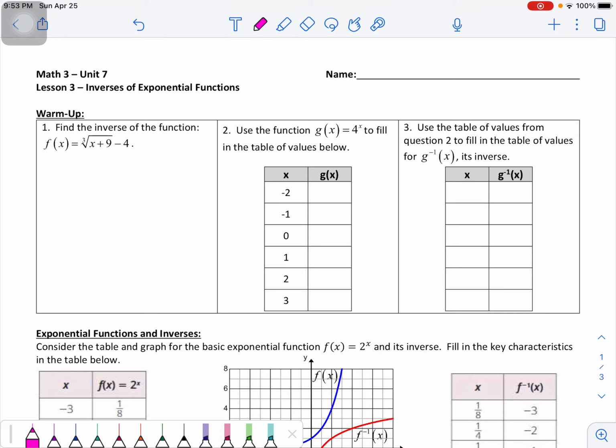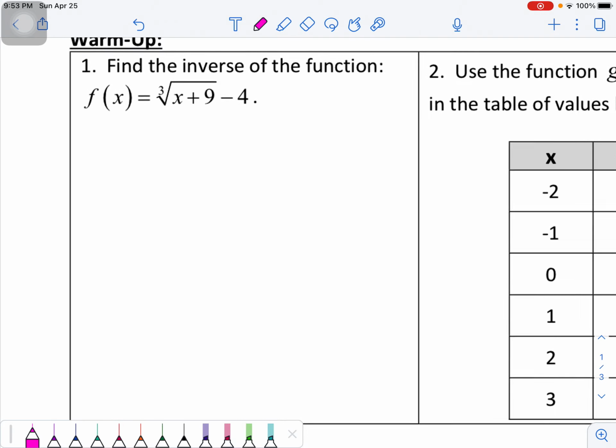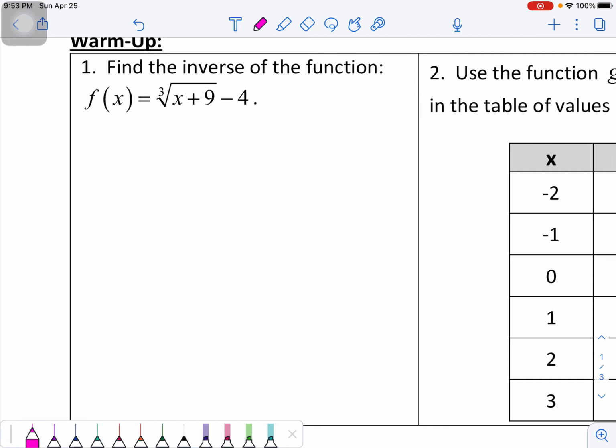All right, in this lesson, we're going to start looking at the inverses of exponential functions. So we're actually going to start with the warm-up. I'm going to go ahead and zoom in on number 1 here. It says to find the inverse of that function. We've got the f of x function. So what I want to do is find x. So right there's x, and I want to find y. And I know it sounds weird, but remember f of x is the function notation for y.